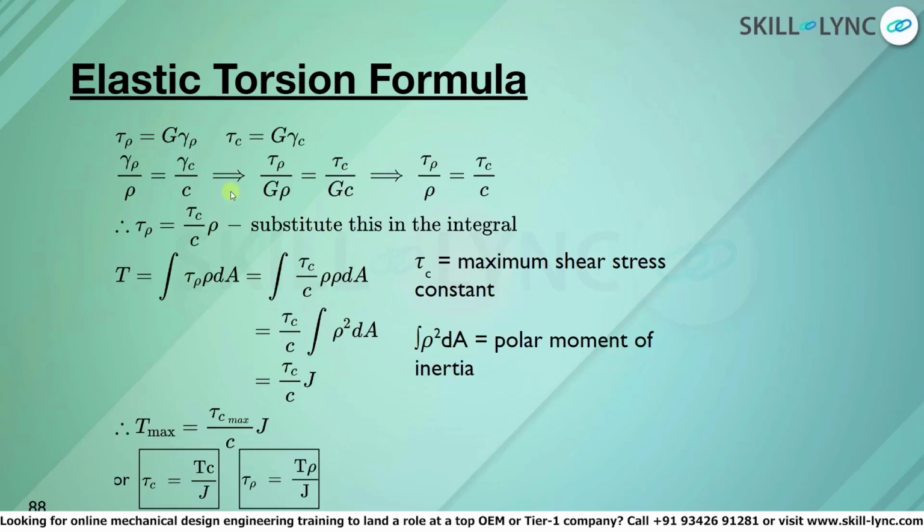Now for the elastic torsion formula, from the previous slides we know that tau rho is equal to G into gamma rho, and in the same way tau C is equal to G into gamma C.